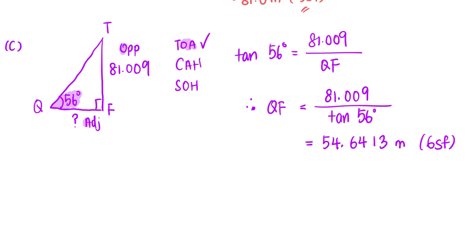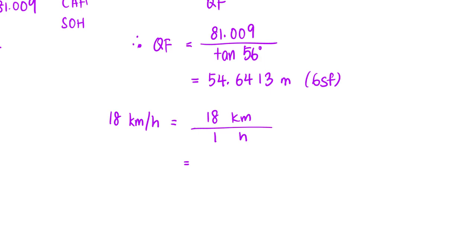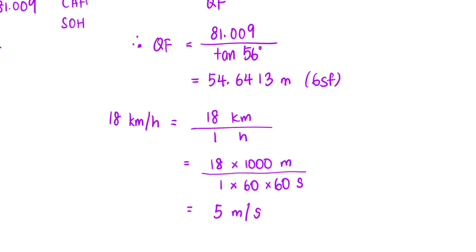And going back to the question, you would see that the speed is 18 km per hour. This is in meter, so perhaps we need to do some conversion. 18 km per hour, I would now want to convert this to meter per second. How do I do that? Well, we can see this as 18 km divided by 1 hour. I am going to convert 18 km to meter by multiplying by 1000. 1 hour will be 60 minutes, 60 seconds. Now this will give me a value of 5 meters per second.